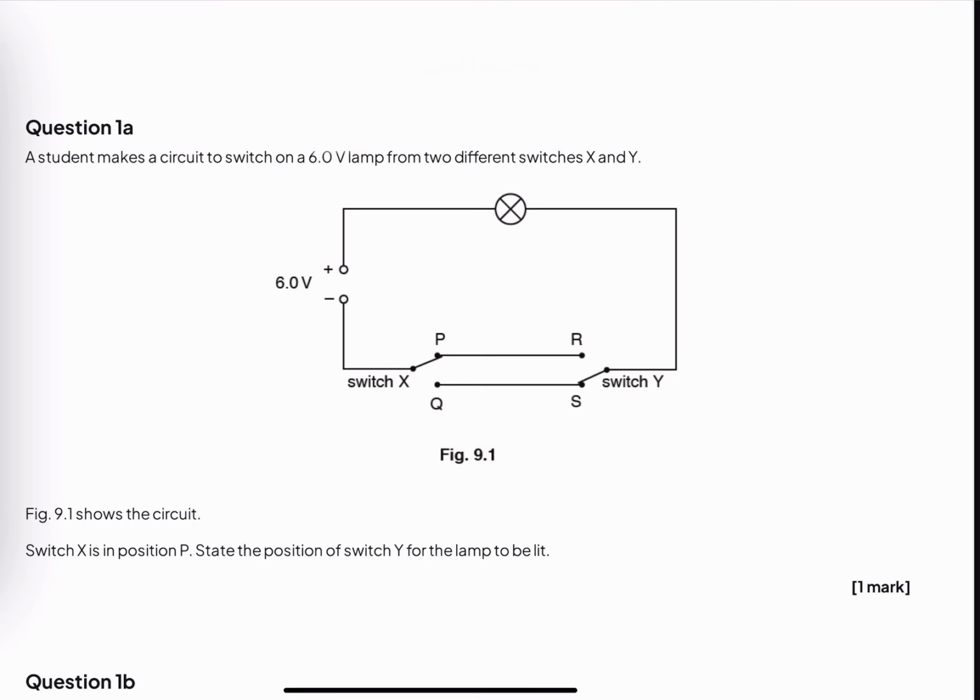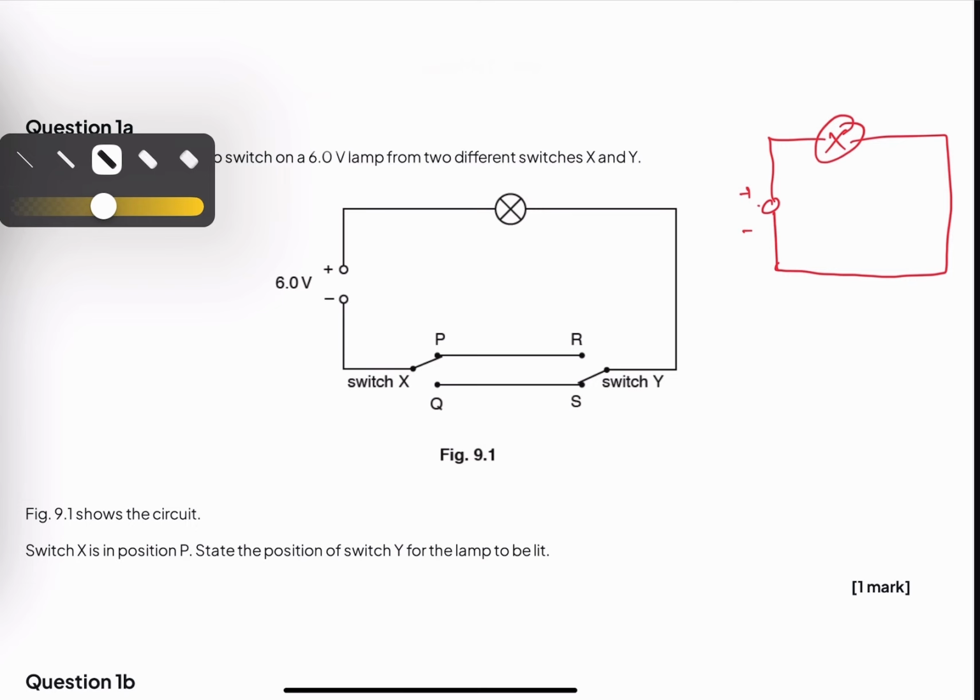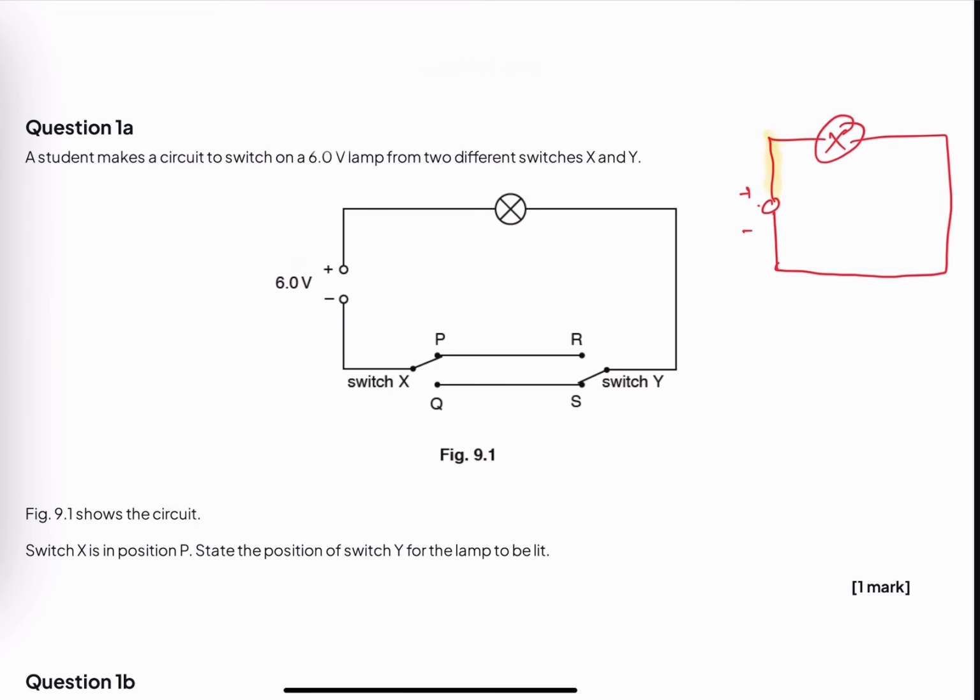Okay, for the lamp to function, we need a closed circuit. That circuit should be in a loop. Let me draw it for you. If there is a positive terminal, there is a negative terminal, there is a lamp, and this circuit should be complete like this. So the current can start from one point and easily pass to the other end of the battery. Okay, so this is the precondition.